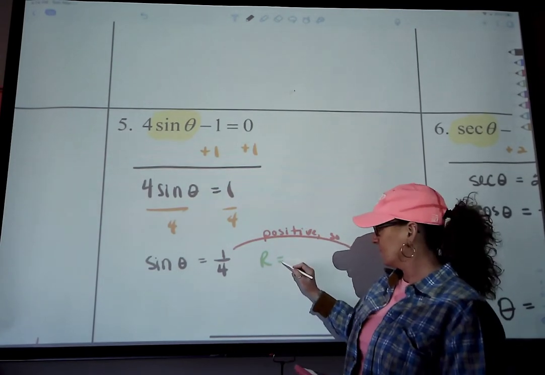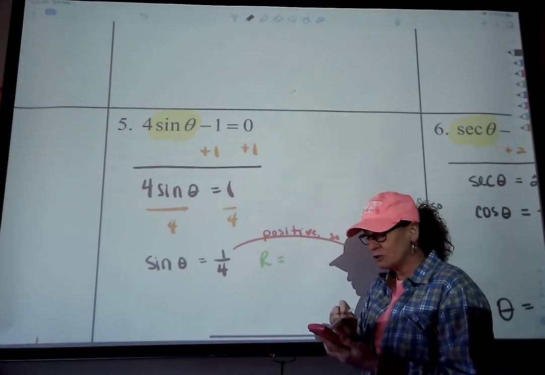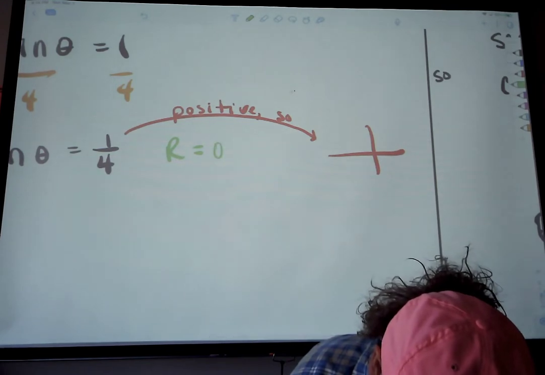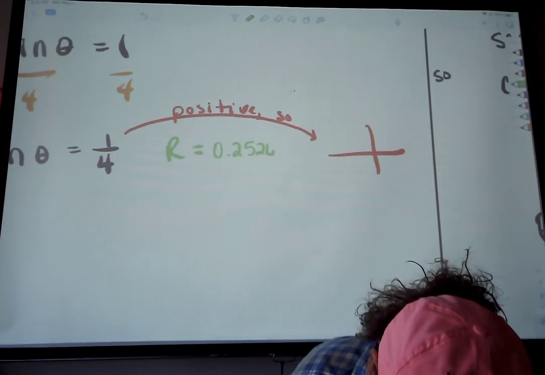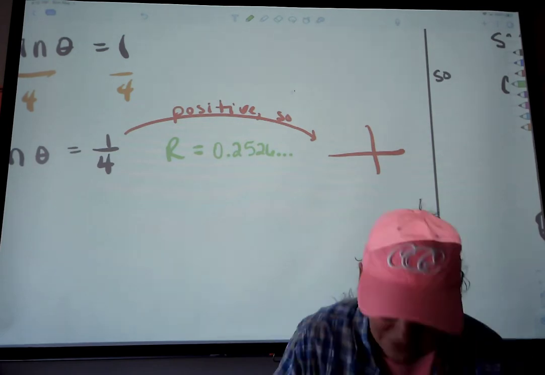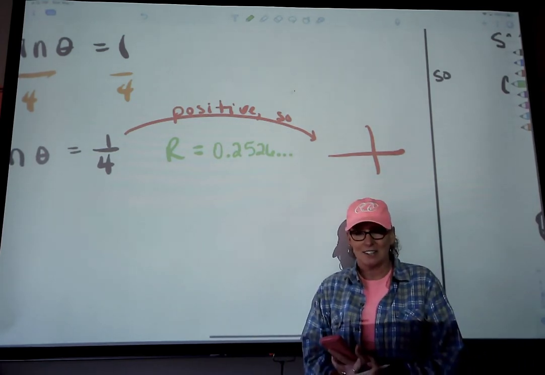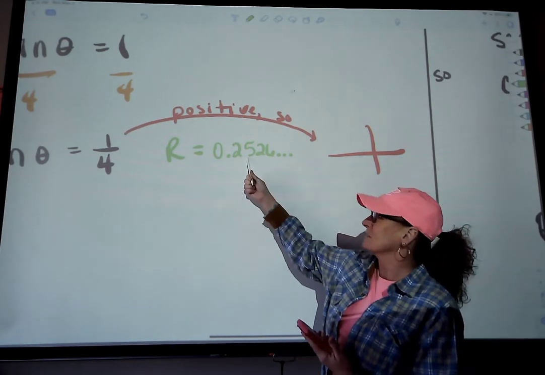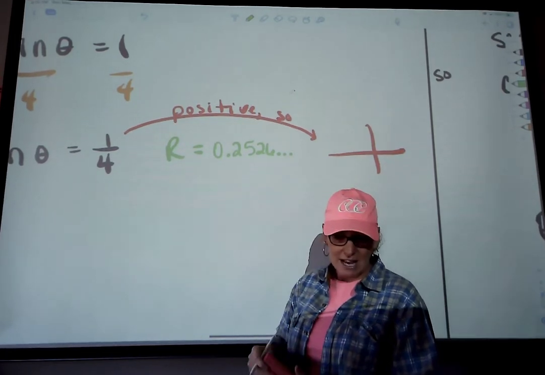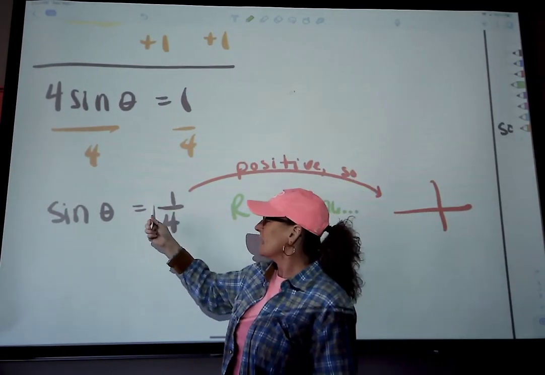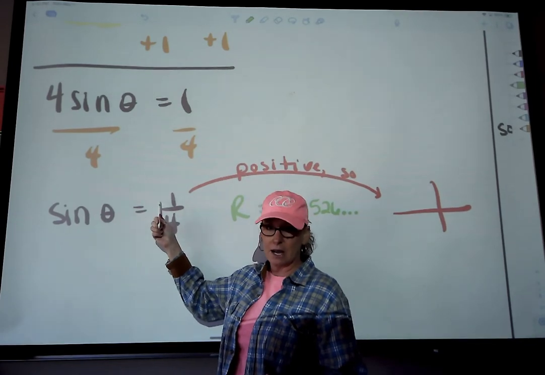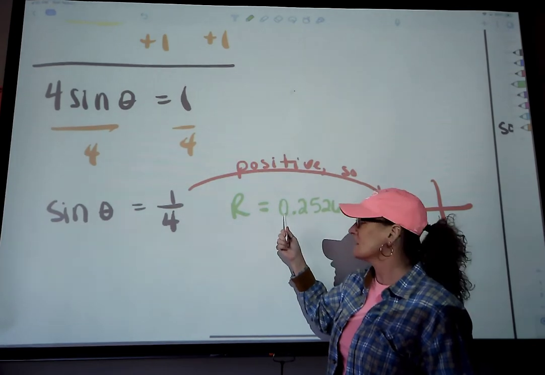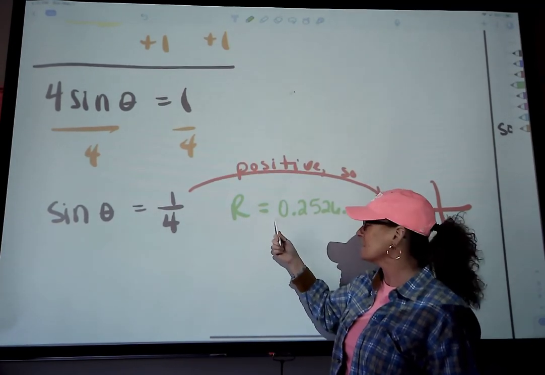My reference angle is 0.2526 blah, blah, blah. That is a yucky angle, isn't it? You're used to getting pi over 3 or pi over 4 or something like that there. This is your reference angle. And notice that I haven't even mentioned yet whether this was positive or negative. Okay? So this is an angle in quadrant 1. All my reference angles are in quadrant 1.